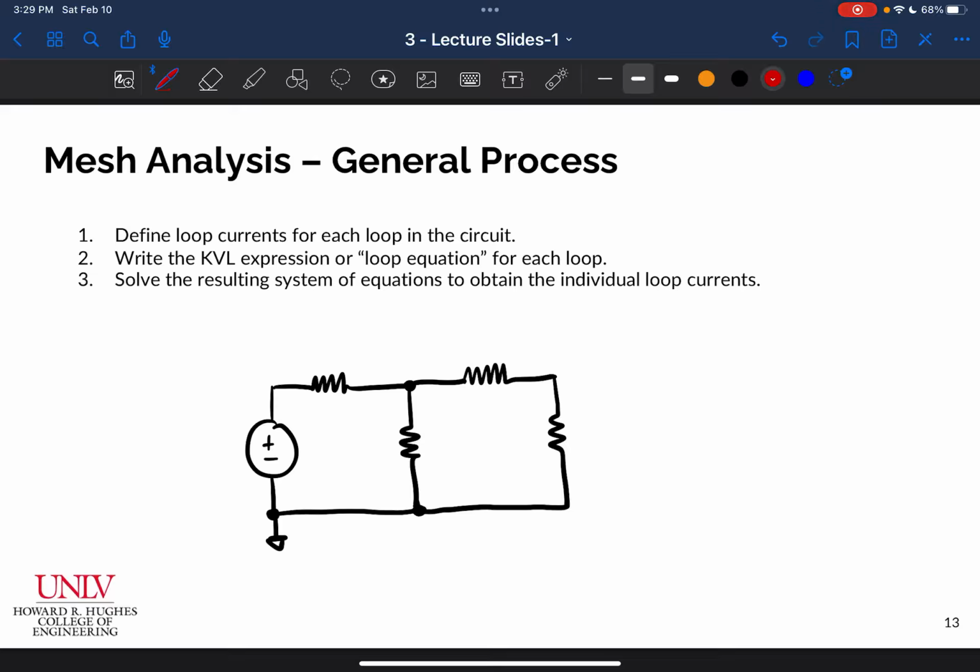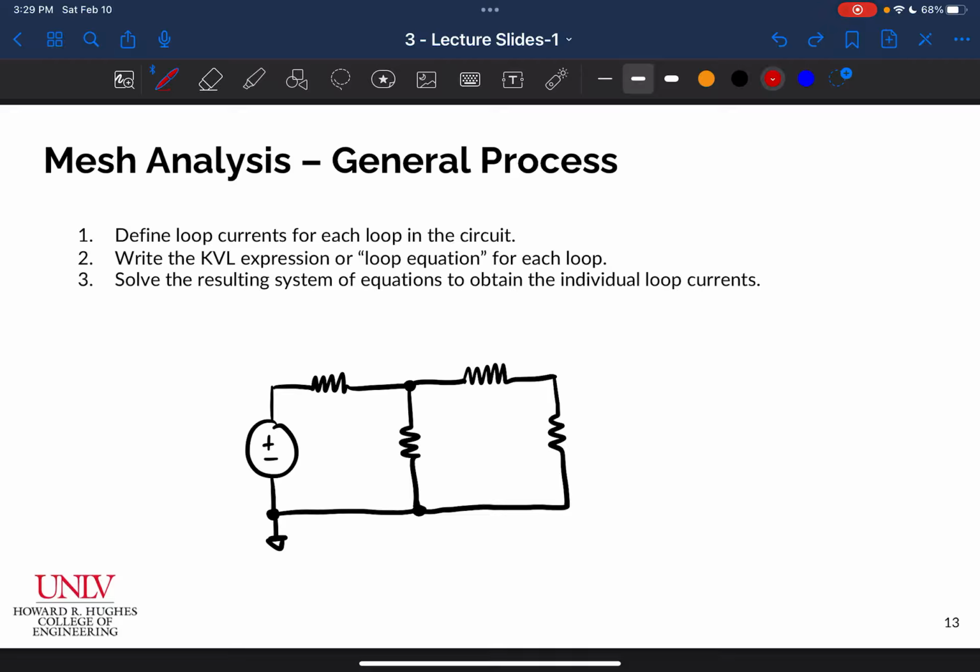The first thing that we need to do is define loop currents for each loop in the circuit. What I'm basically saying is I'm going to have a current that flows in this loop, and I'm also going to have a current that flows in this loop. And I can define them clockwise or counterclockwise. It doesn't make any difference. The math will all work out, whatever you want to do. Some people like to just always define them both clockwise. I personally like to define one clockwise and one counterclockwise, and you'll see why when we solve the example.